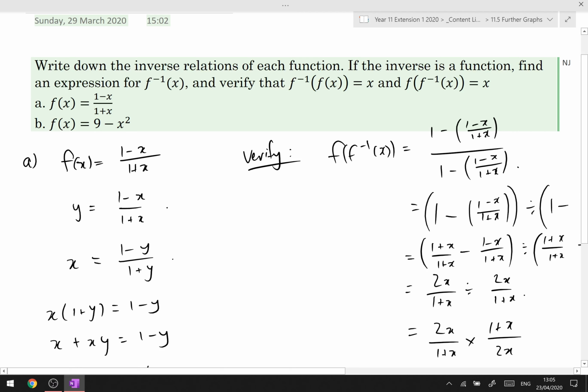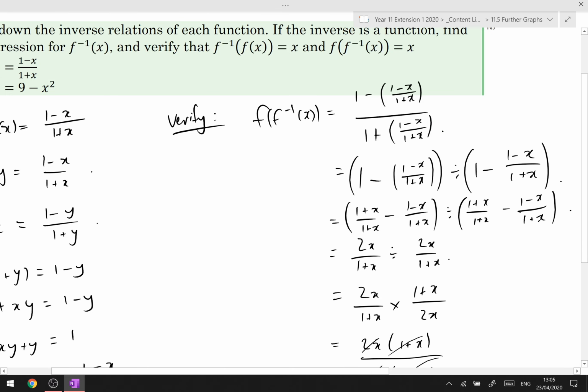I'm not going to verify the other way because it's literally the exact same calculation. Okay, oh, I know what I've done. I've done 1 minus instead of 1 plus. That's annoying. So if you go through, it should work out to be x. So let's quickly fix that up.